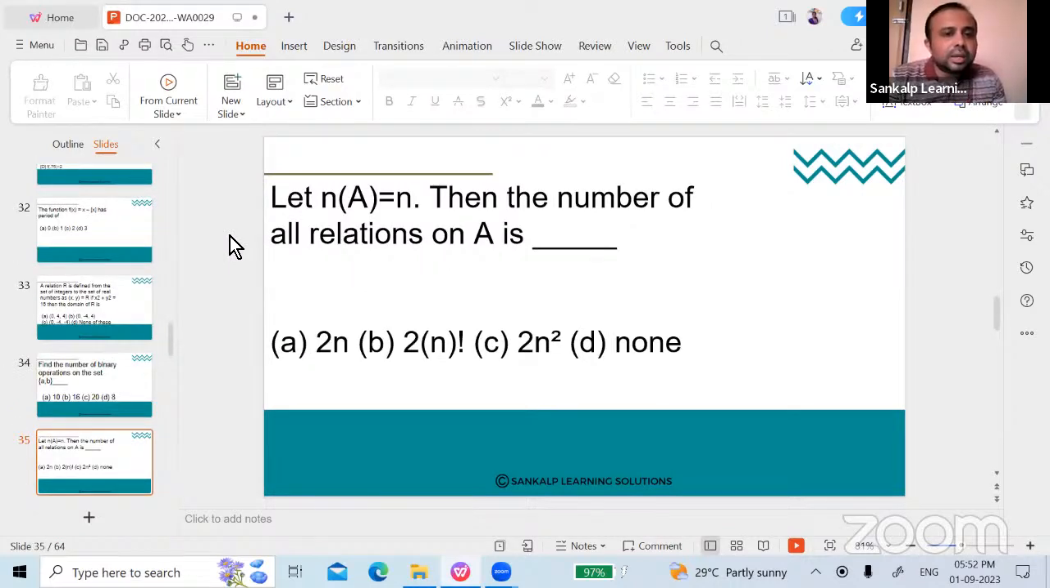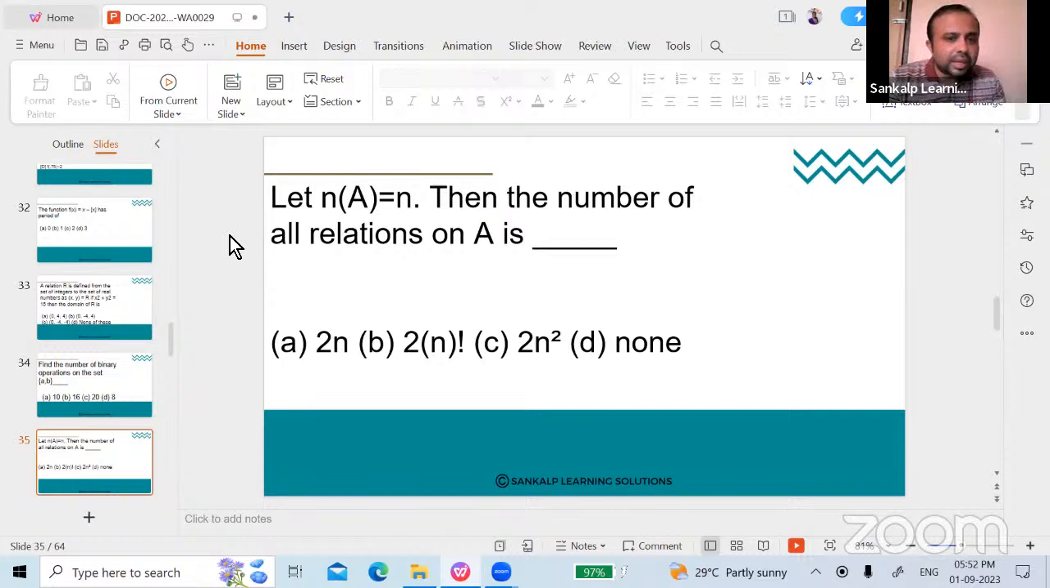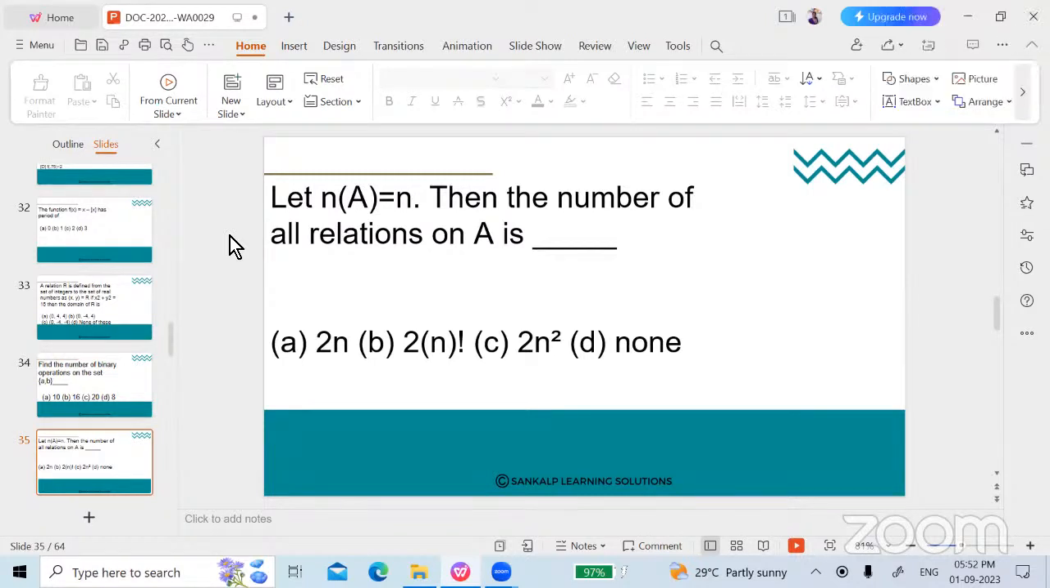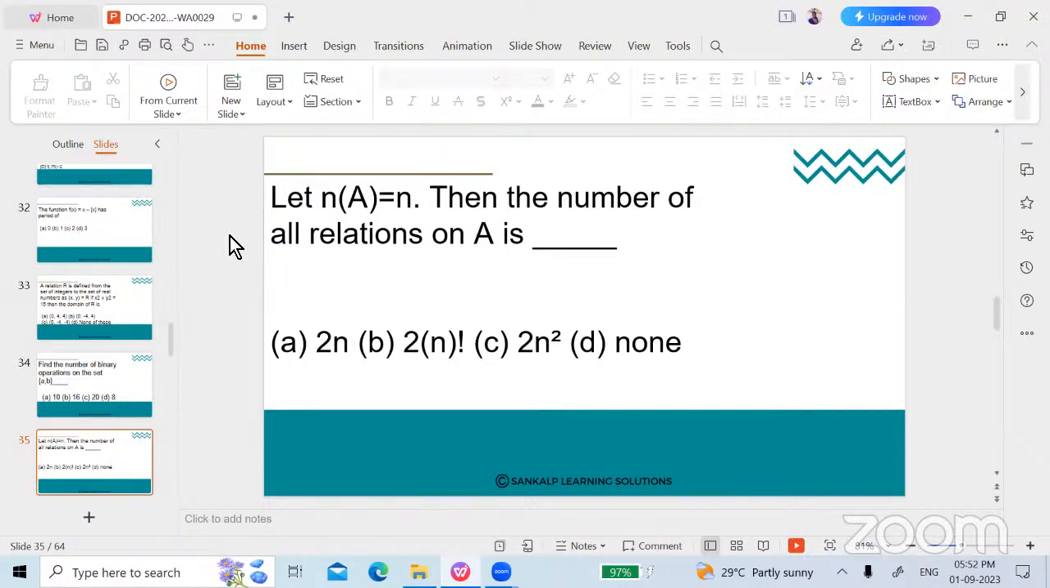Let n of A, the cardinality of A, be n. Then the number of all relations on A is equal to what? Let the cardinality of A be equal to n, then the number of relations on A is what? Sir, option B. How option B?